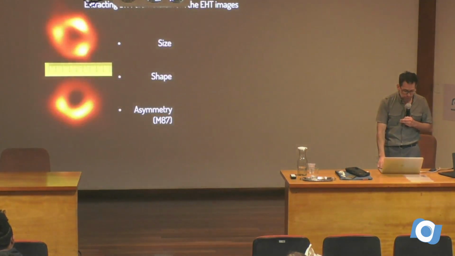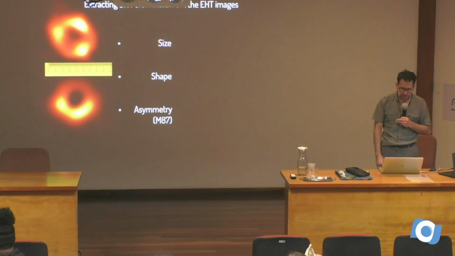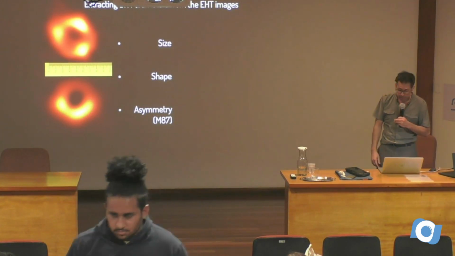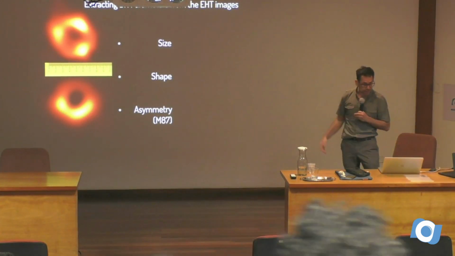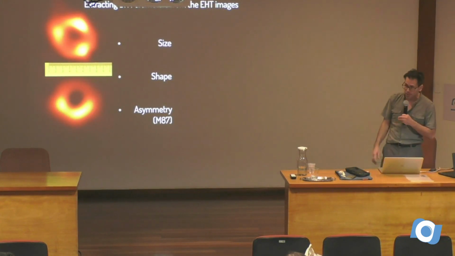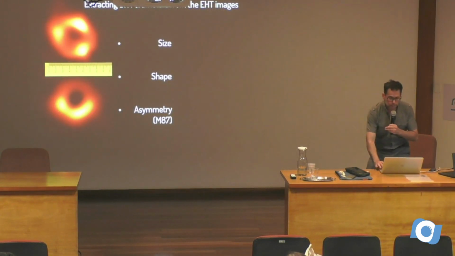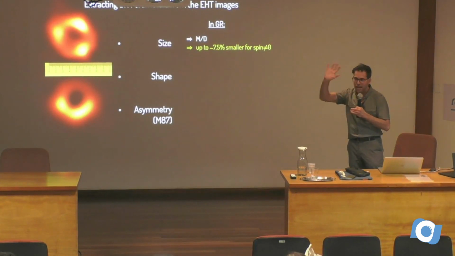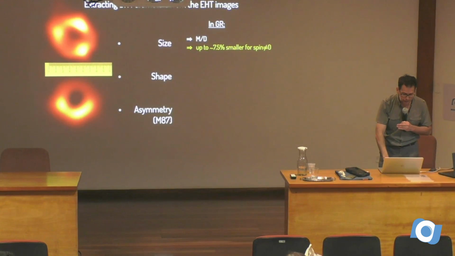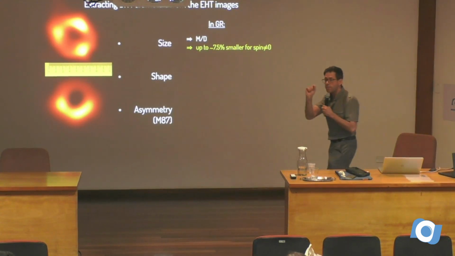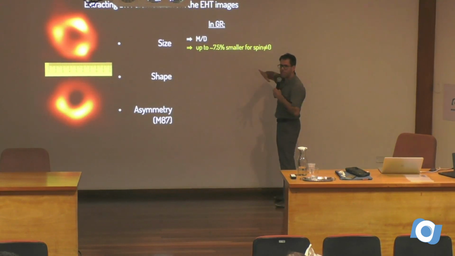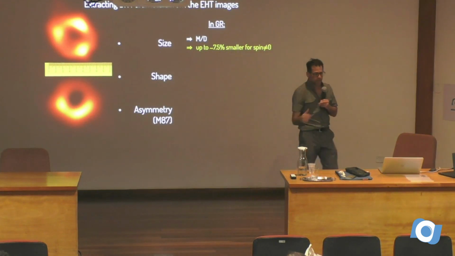But of course, we can be more quantitative and extract parameters from our measurements, and we compare to theoretical predictions. And from the image, we can get the size, the shape, and the asymmetry, at least in M87. In GR, we know that the size is proportional to the mass, okay? Well, the mass divided by the distance because it's an angular size, but you get that. But it can be 7.5% smaller if the black hole is spinning. For a maximally spinning black hole, it can be 7.5% smaller, okay, than the Schwarzschild solution.